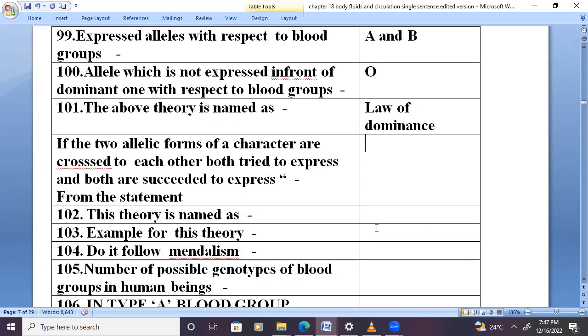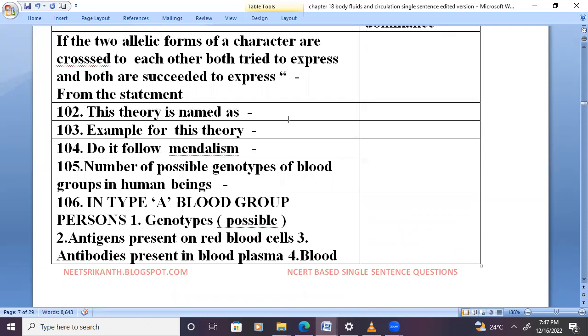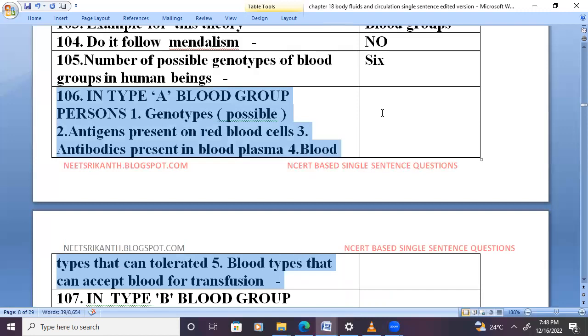If the two allelic forms of a character are crossed with each other, both try to express and both succeed in expressing. From the statement, this theory is named as codominance. Example for the theory: blood groups, particularly A and B. Does it follow Mendelism? No. Number of possible genotypes of blood groups in human beings: 6. In type A blood group person, what genotypes are possible? Homozygous A and heterozygous A.